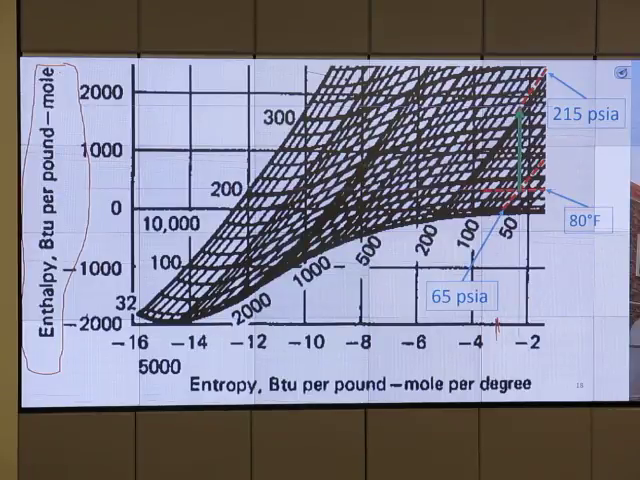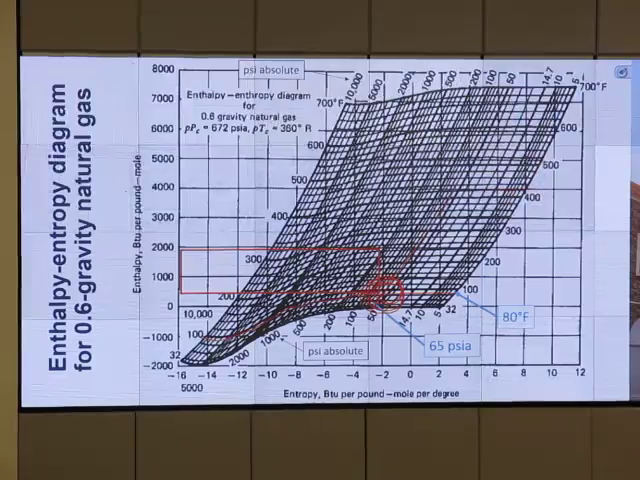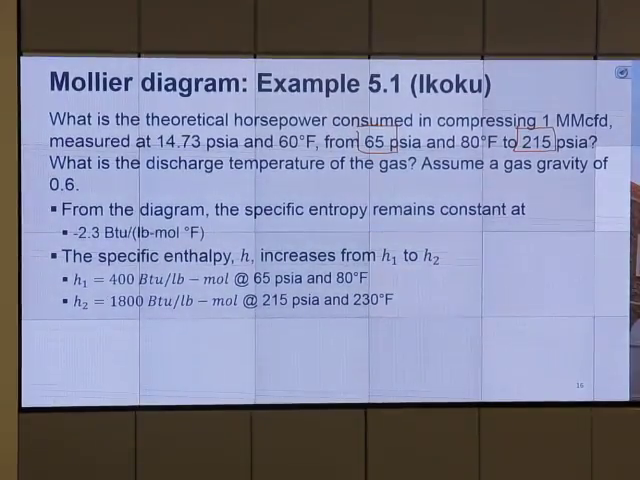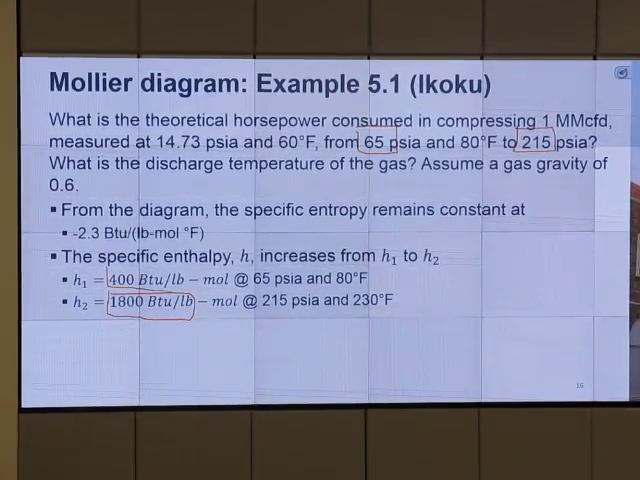Small h or capital H? Small h, because it's per bar mole. So what I do is, I have initial condition and final condition and read the value on that axis. So one of them I get 400, another one I get 1,800 BTU per bar. So now we know how to get this number, correct?